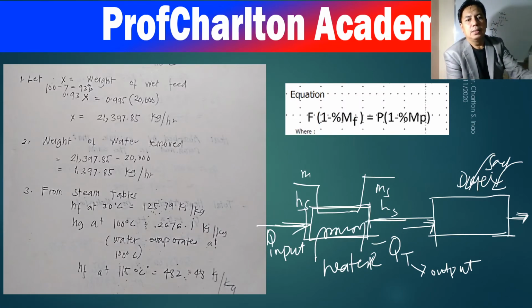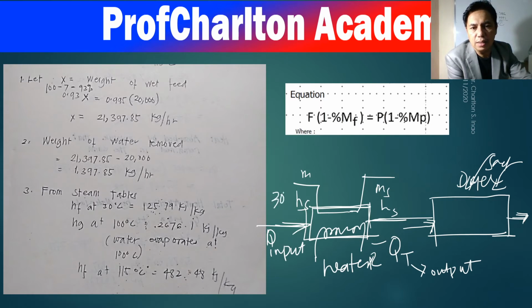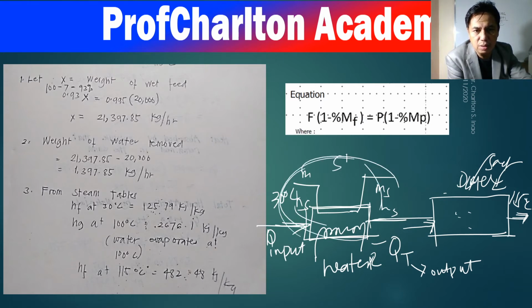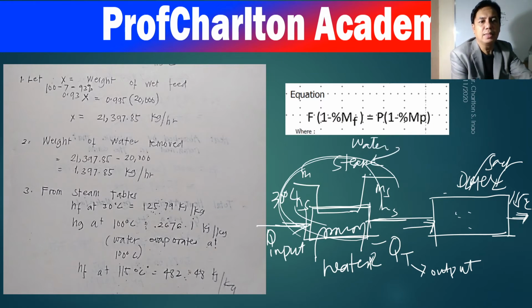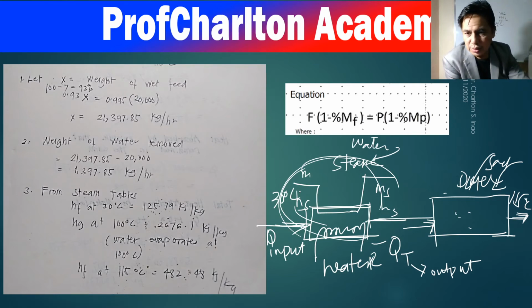Okay, so here 30 degrees centigrade, then it becomes here the sand. After the sand is being put in the rotary, it becomes 115 degree centigrade. Yeah, but of course there's something happening in this process, because the water will be converted to steam, right? So there's a process here that we need to resolve. Now, where do we start?